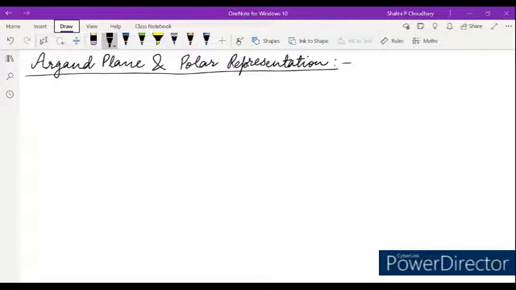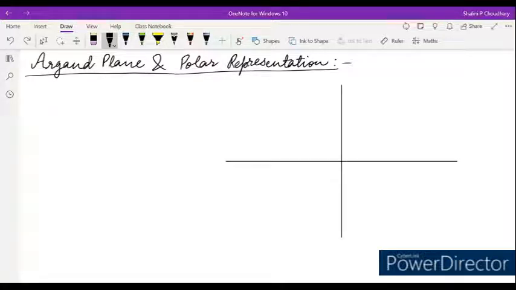Today we'll see the next topic, that is Argand plane and polar representation. As we all know, in the xy plane, the x-axis and y-axis are perpendicular to each other. If this one is the x-axis, this one will be x dash, that is, negative of x. This one is the y-axis, so this one will be y dash, negative of y.